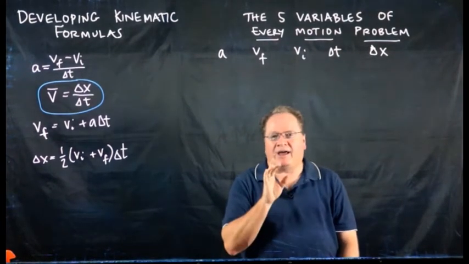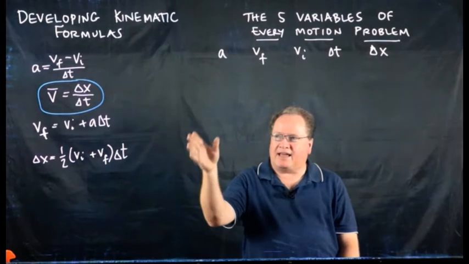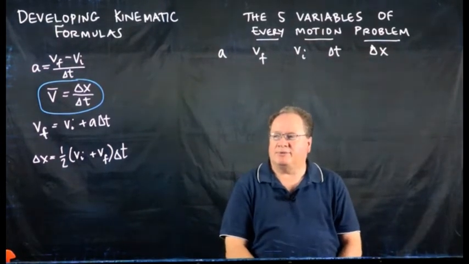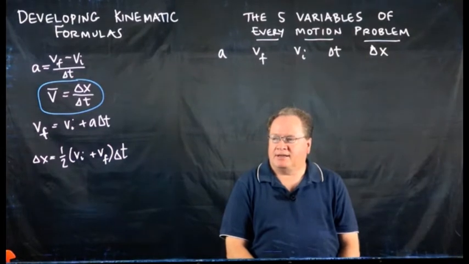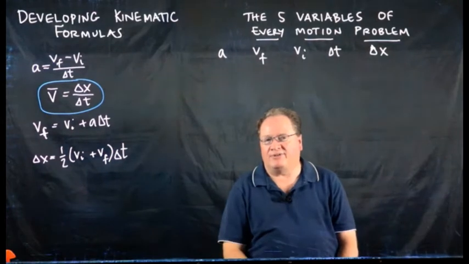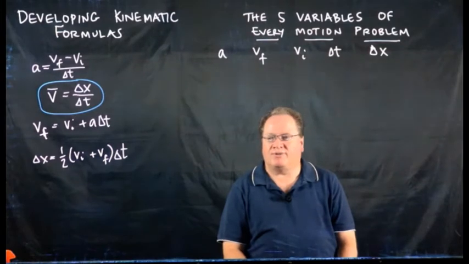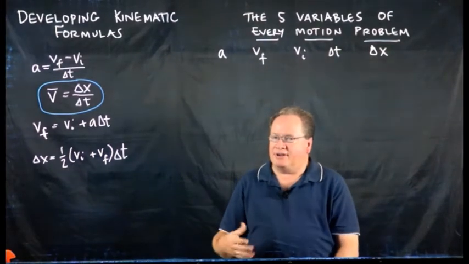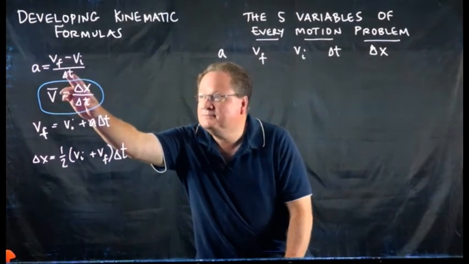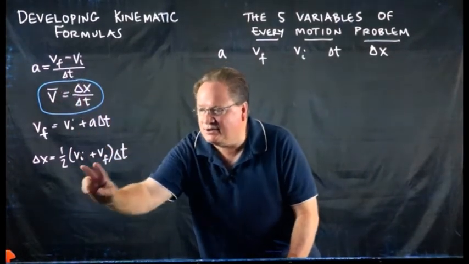But what I want you to notice about the 3 that I have listed up there, again, not the average velocity one, but the other 3, is that I want you to look at them. Do they have 5 variables in them? Do they have all 5 of the variables that I just described? No. If you look at them, none of them do. This one only has 4. So does this, and so does this.